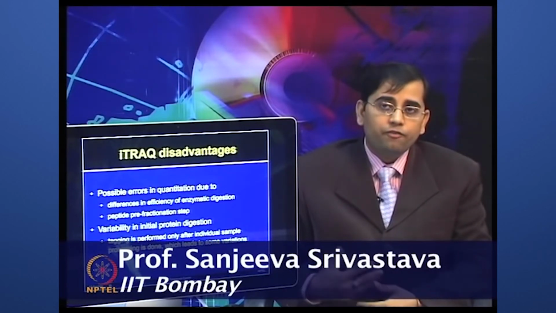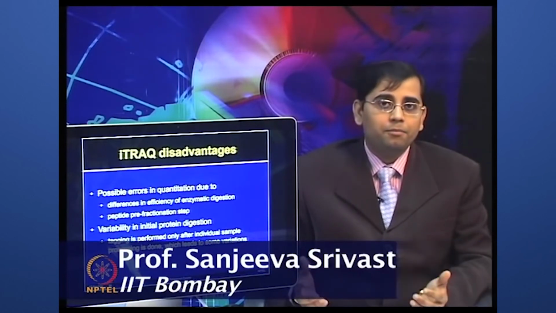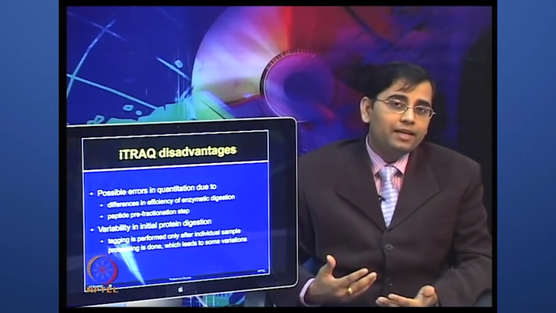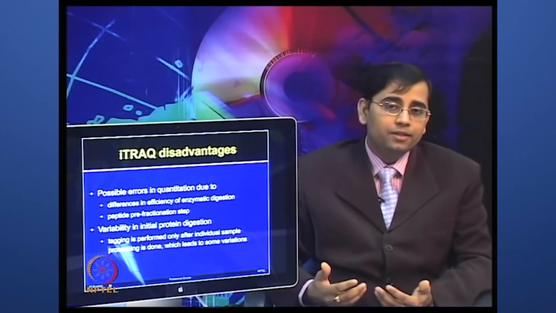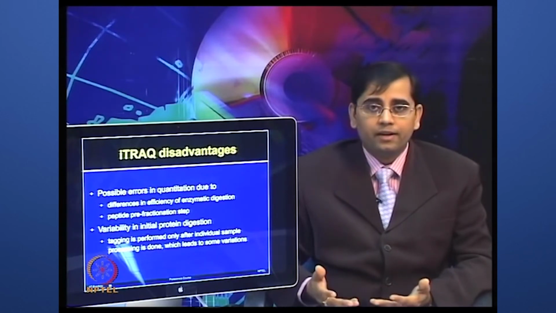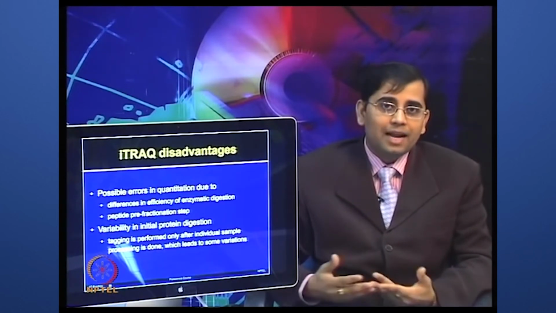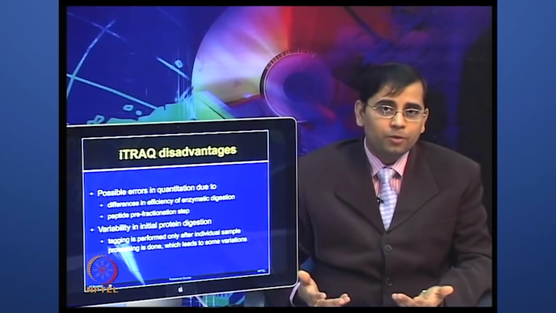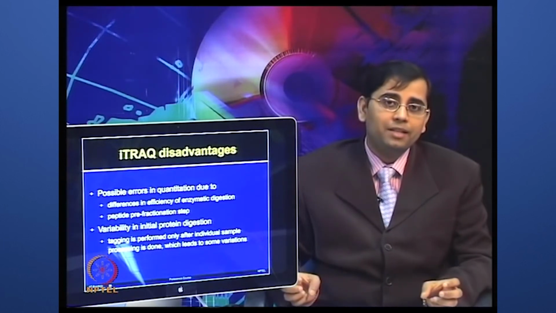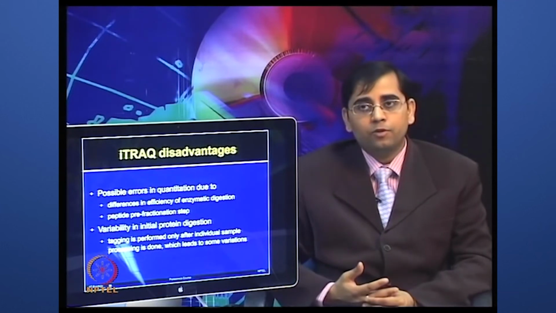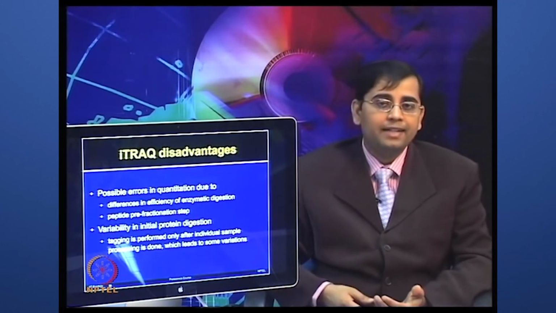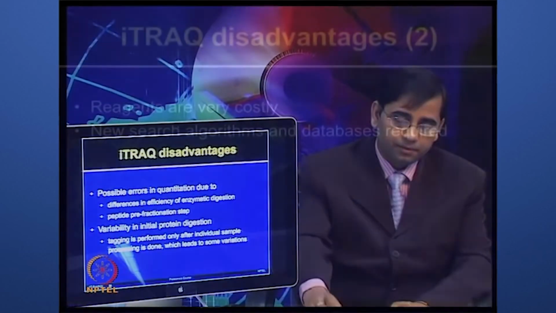So, if we can do the multiplexing in some way that tryptic digestion cannot be performed separately, that can reduce the overall chances of error, but that will actually not be possible because we need to label each sample separately with the iTRAQ reagents. So, these are still some of the possible errors and disadvantages of the iTRAQ method.